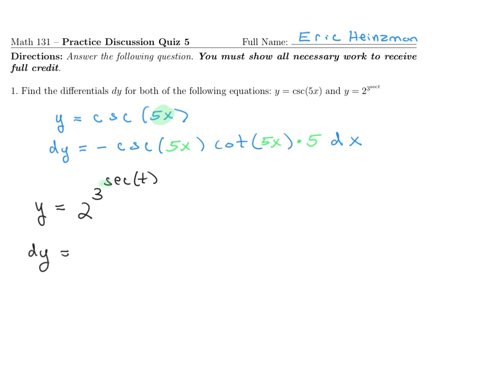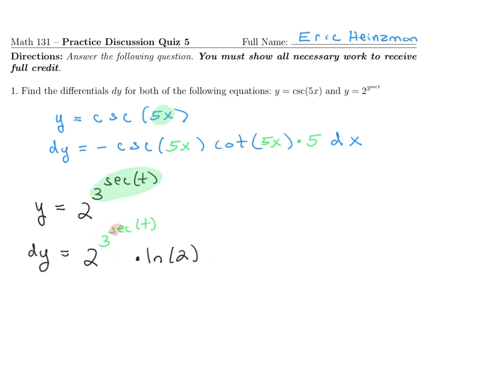And I can see we have a composition of two functions. We have 2 to the something. The rule for taking the derivative of 2 to a thing is you have 2 to that thing, so that's 3 to the secant of t, but you have to multiply by the natural log of 2. So this first thing here is just the derivative rule for 2 to a power. Now, by the chain rule, you have to multiply by the derivative of just this exponent.